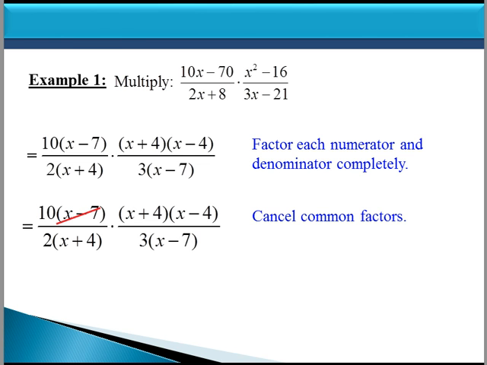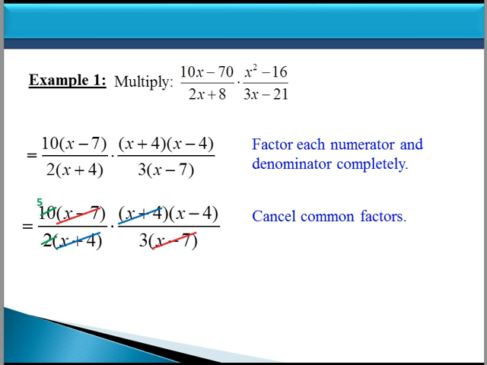So notice that we can cancel the x minus 7 factors, because there's one in the numerator and there's another one in the denominator. And then also notice that x plus 4 is also common, one in the numerator and one in the denominator. And if you look at the coefficients that were pulled out, these common factors of 10 and 2 here in the front, we could reduce that because 2 goes into 10 5 times, so we can cross those out and we'll be left with a 5 on the top.